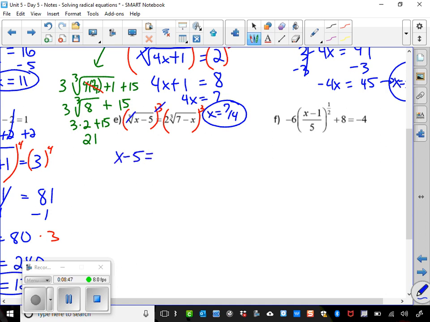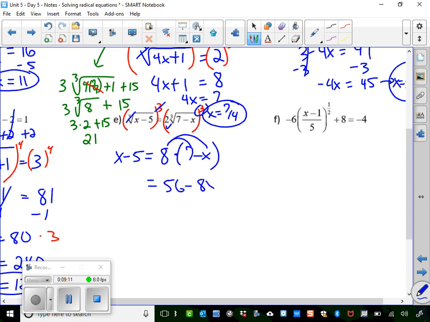On the right side, the 7 minus x is going to pop out as well, but don't forget you have that 2 in front. So this 2 needs to get the 3rd power also. So 2 to the 3rd is 8, and then out pops, so times 7 minus x. I want to be sure that 8 is multiplied by the 7 minus x, so I'm going to put parentheses around that to make sure I do the distributive property. All right, so 8 times 7, then 8 times negative x. So I get 56 minus 8x, and I got x minus 5.